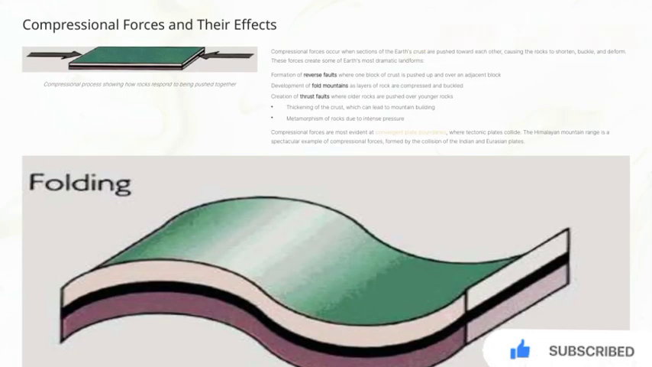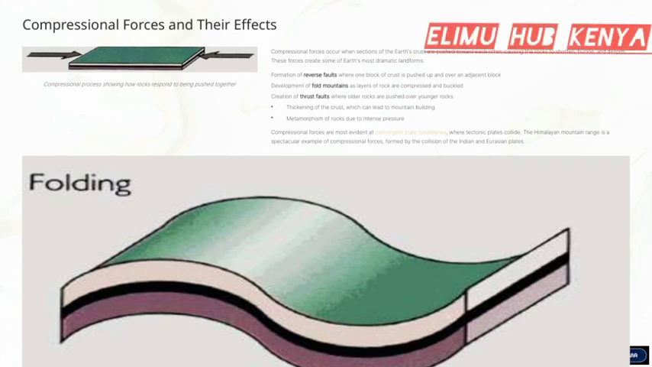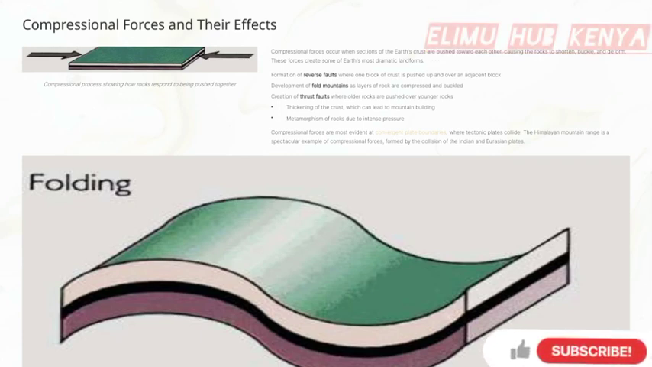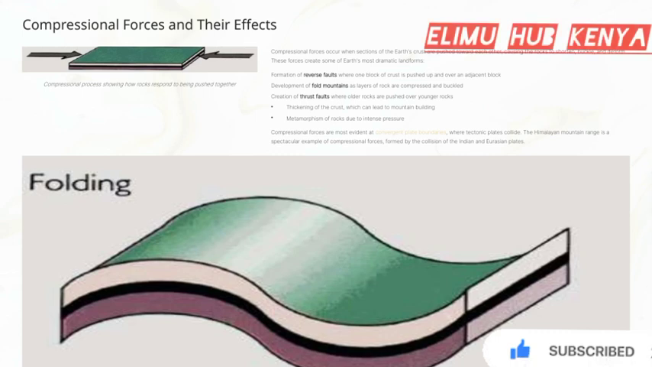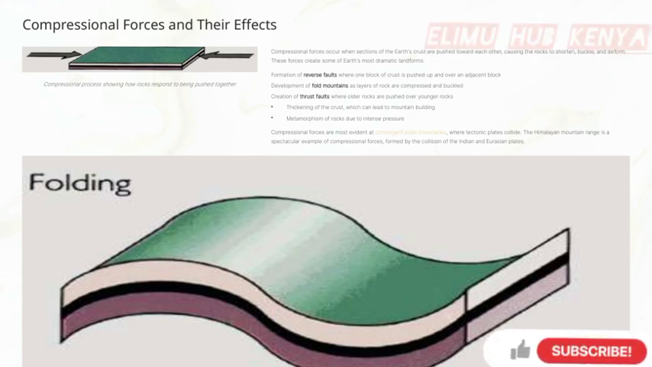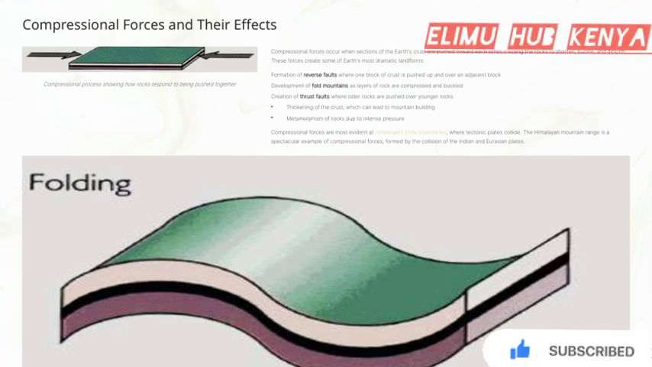Now let's talk about compressional forces and how they influence the Earth's surface. When sections of the Earth's crust are pushed toward each other, the rocks respond by shortening, buckling, and deforming. This process leads to some of the most striking landforms we see on Earth. For example, reverse faults occur when one block of crust is pushed up and over an adjacent block, creating dramatic vertical displacement. We also see the development of fold mountains, which form as layers of rock are compressed and bent into complex folds.